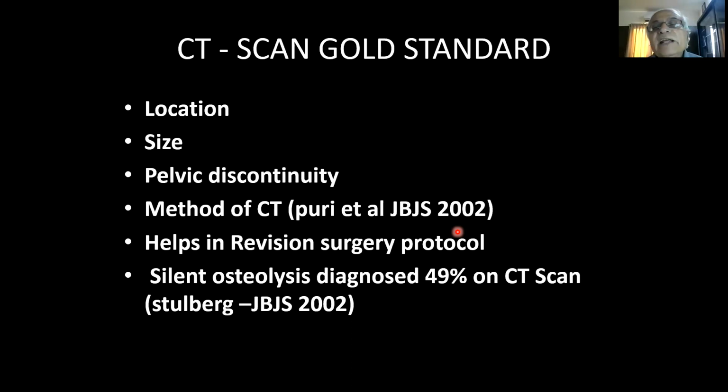The Puri et al. 2002 JBJS paper has classified osteolysis on the CT scan. It helps in the revision protocol, which I'll also show you, because we need to do a trapdoor entry for the bone grafting. So on the CT scan, we have to know where the lesion is: anterior, posterior, medial.